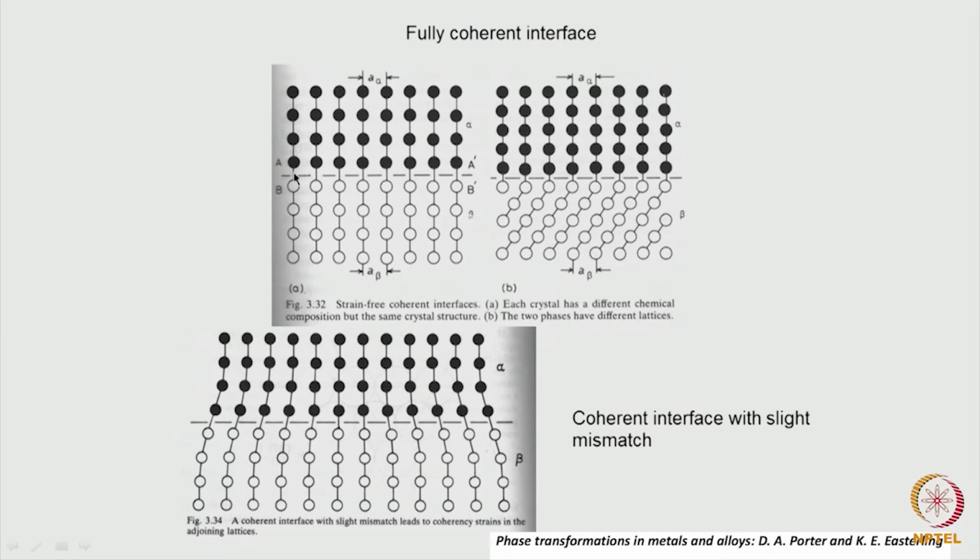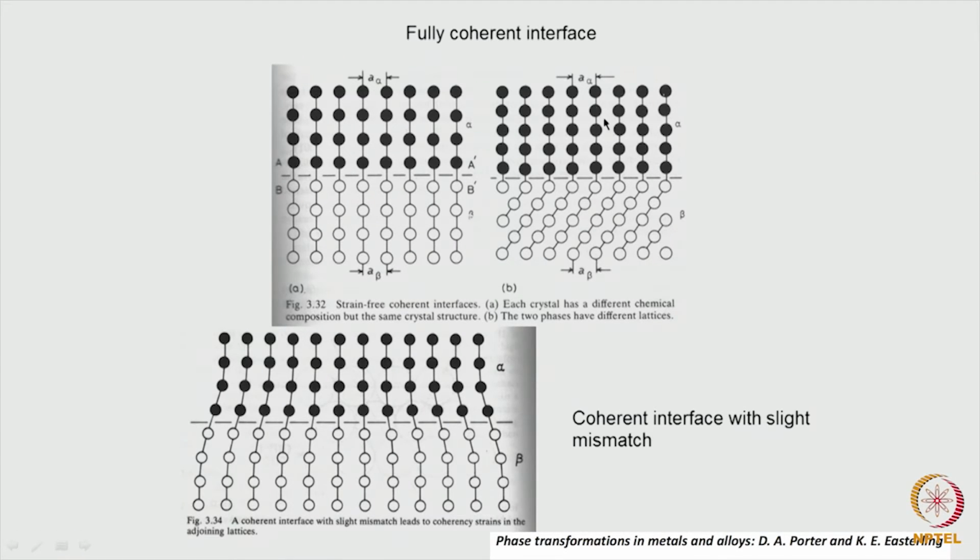In such cases, we'll find that the lattice continuity is maintained across the interface. If the lattice parameter also turns out to be perfectly matching, then the coherency strain in this particular case will be 0, correct? Because if the lattice parameter is the same, it is perfectly coherent, right? That's one case. But still, the interfacial energy will be there, because the chemical composition here and the chemical composition across is going to be different. So interfacial energy will come.